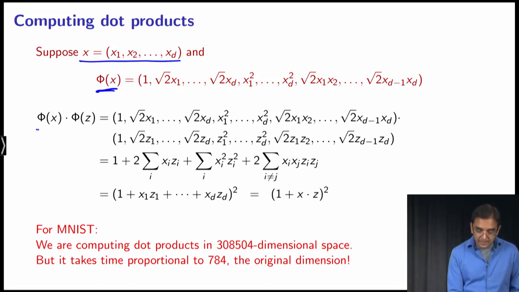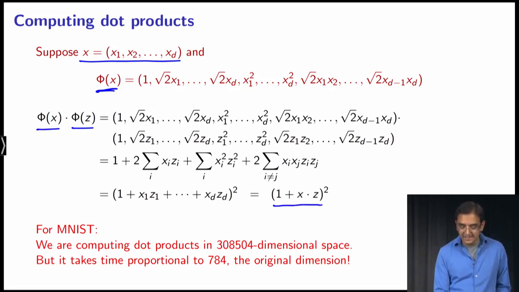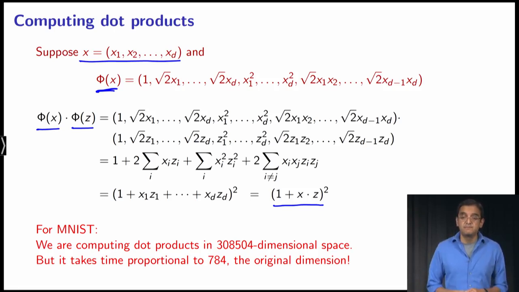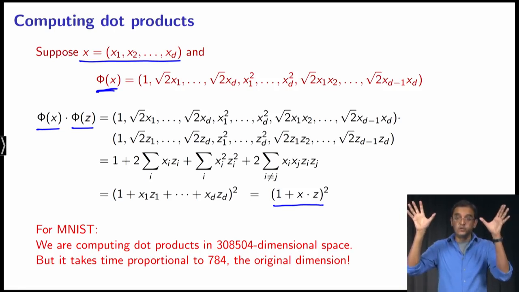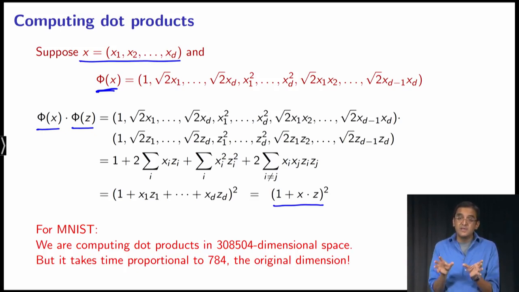And if you compute phi of x dot phi of z, it turns out that it's exactly (x dot z + 1) squared. So in the case of MNIST, to compute the dot product between two high-dimensional vectors, two 300,000 dimensional vectors, you simply compute dot products between the original 784 dimensional vectors, and then you take the answer, add 1, and square it. It's very simple, and it's something we can do efficiently without ever writing down anything in the 300,000 dimensional space.